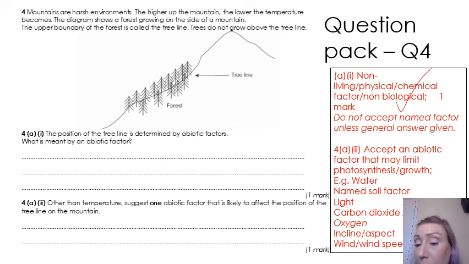So you can have any named soil factor, but you do have to say in the soil. So you have to say pH of the soil, nitrate concentration of the soil, light intensity really, or availability, so duration of light, carbon dioxide concentration, oxygen concentration, the incline or aspect. So aspect, remember, is whether it's on the north or the south side of the mountain. The incline is how steep the mountain is. Both of those will be valid. And wind speed. Okay.